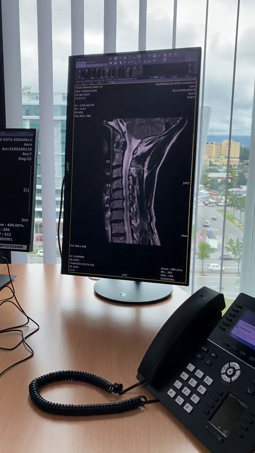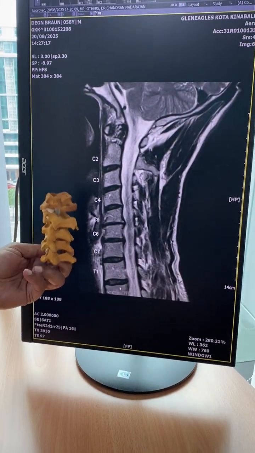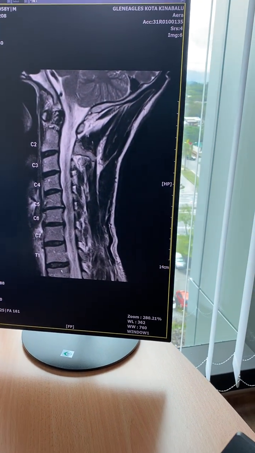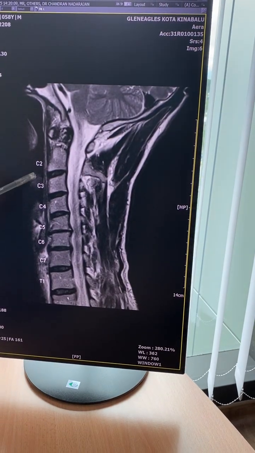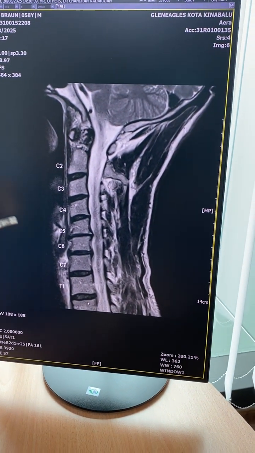Looking at a side view of the cervical spine. This is the front, and this is the side view. It's like this. The levels are clearly indicated here. You can see these are the levels of the vertebrae.